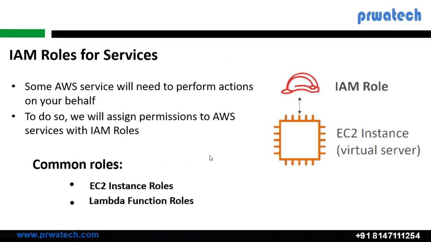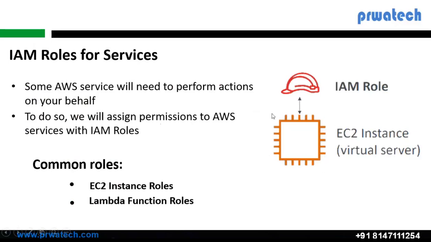And next we will see IAM roles for services. What does IAM roles for services mean? Suppose you want to give any permission to any service. In AWS, as I said, there are different services. If you want to give permission to any service, first you come to the IAM role, create the role, and after that assign that role to the service.